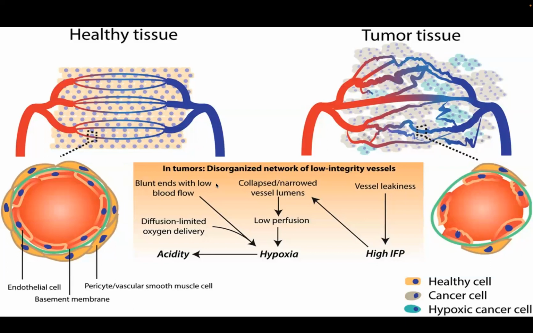And then this image is just going over the comparison between how normal healthy tissues will look compared to tumor tissues. You can see that there's a huge difference between those capillaries. You'll see leakiness, collapsed or narrowed vessel lumens, low perfusion, and then you'll have low blood flow and limited oxygen delivery, which ends up bringing hypoxia, which ends up bringing acidity.